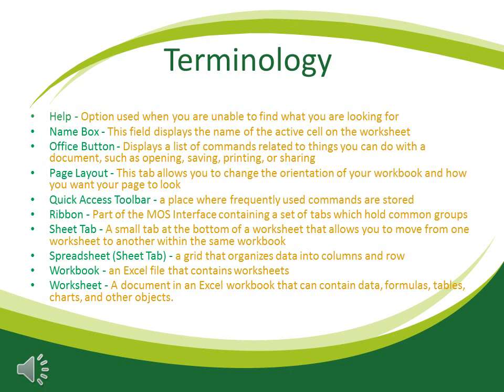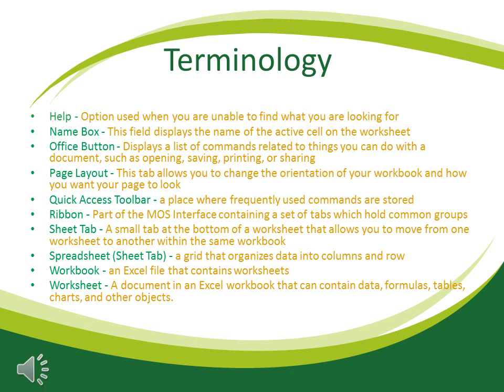Some other terminology you may hear throughout the class. Help is an option used when you're unable to find what you're looking for. A name box field displays the name of the active cell on the worksheet. Office button displays a list of commands related to things you can do with a document, such as opening, saving, printing, or sharing. Page layout tab allows you to change the orientation of your workbook and how you want your page to look. Quick Access Toolbar is a place where frequently used commands are stored. Your ribbon is part of the MOS interface containing a set of tabs which hold common groups.